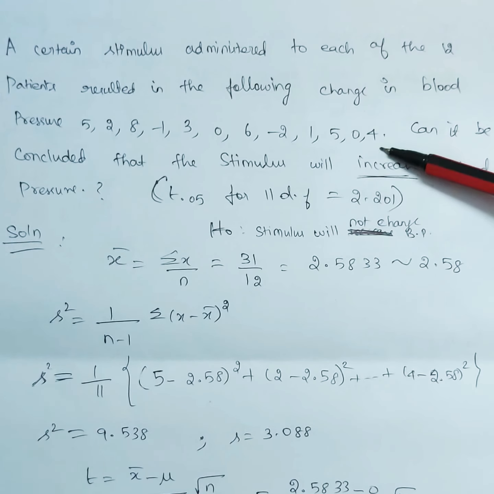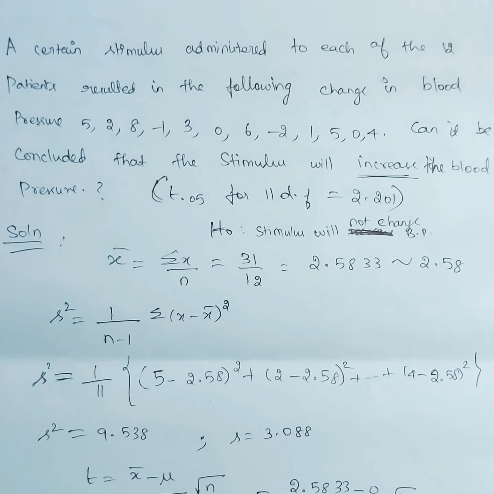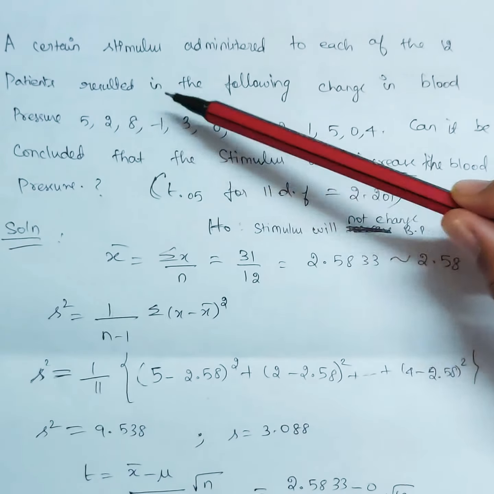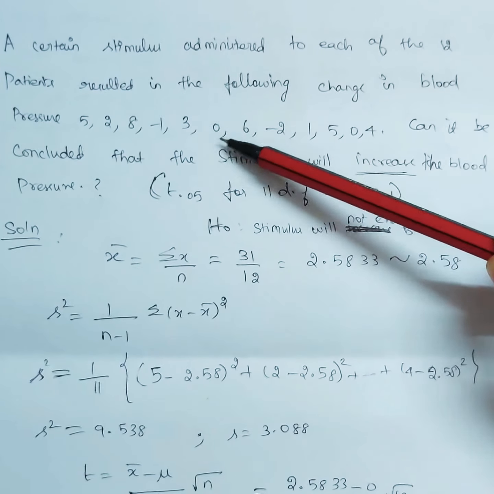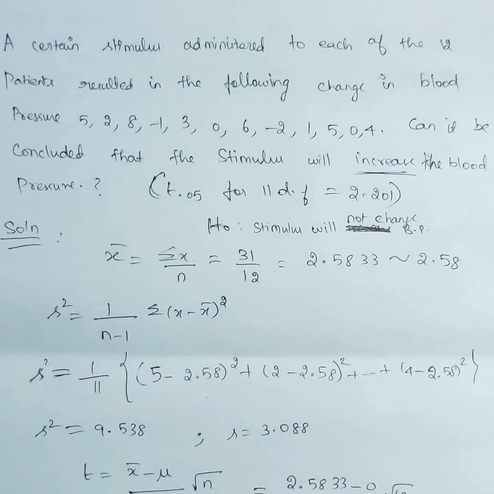They didn't give the BP values. So for example, the BP is say 130. Then after the stimulus, they will check again. So there will be a difference in BP, right? That they will write. So here BP is increased by 5, increased by 2, increased by 8, decreased by 1, no change in BP. So whatever values they've given are the difference in the BP before and after the stimulus.